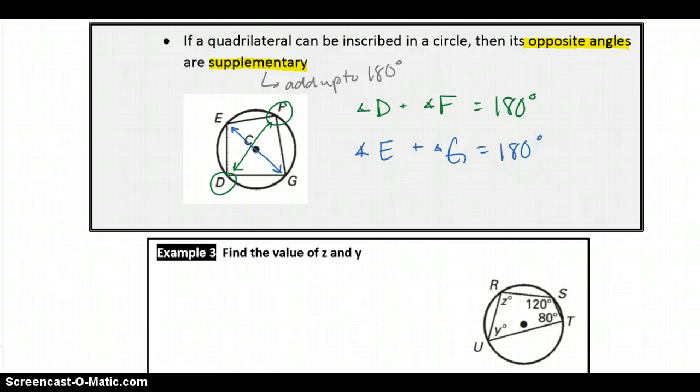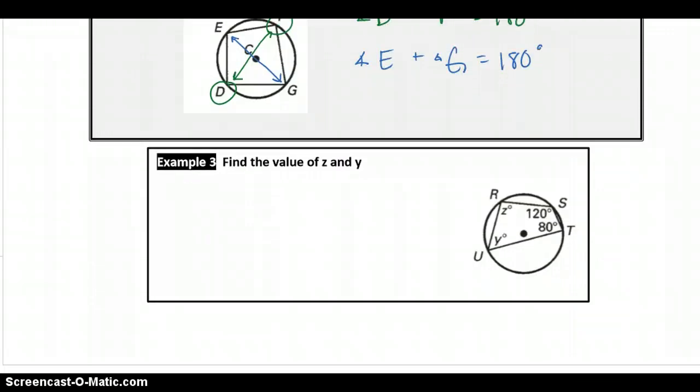Alright, so look at example 3. We have a quadrilateral, it's inscribed in the circle, so the property tells us opposite angles are supplementary. So to find y, look at its opposite angle here is 120, so we can say y plus 120 adds up to 180. Therefore, y must be 60 degrees.